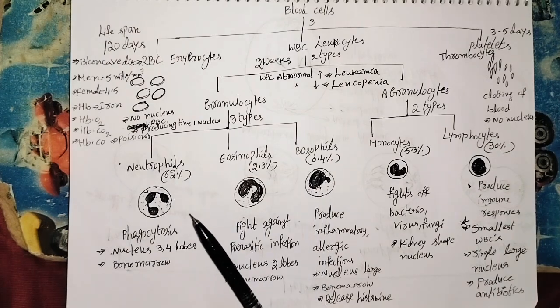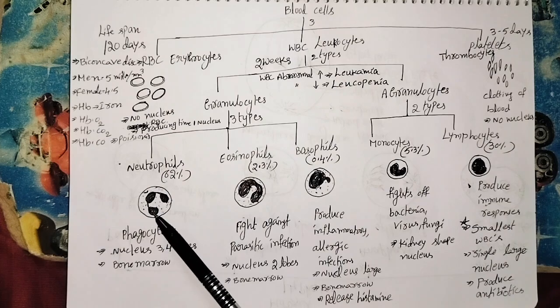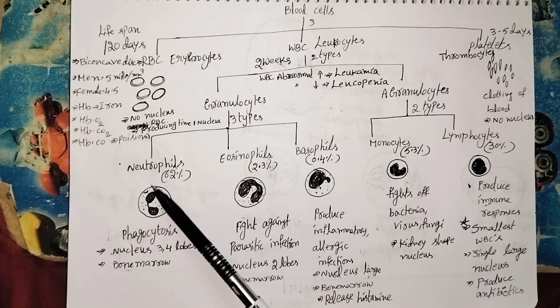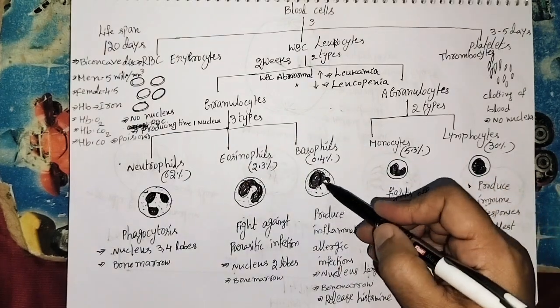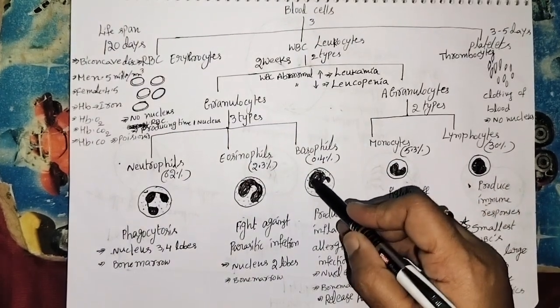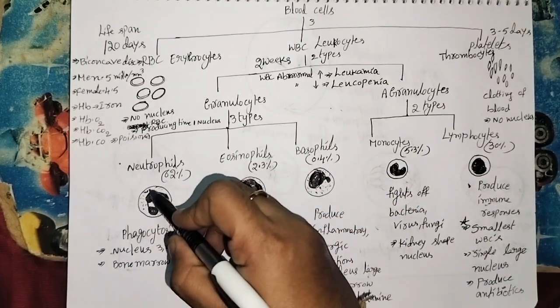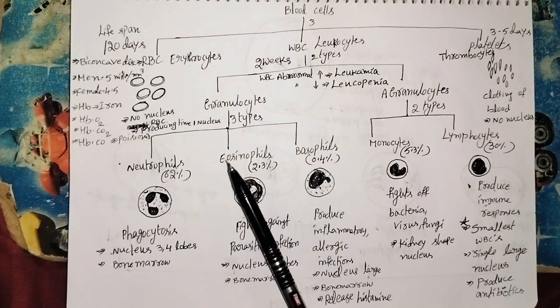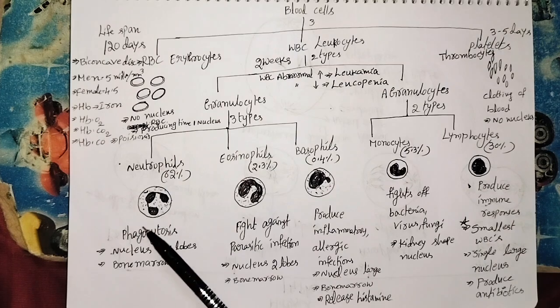First of all, neutrophils. How can we identify the neutrophils? The nucleus has 3 or 4 lobes. This is 3 lobes, 3 or 4 lobes. So we can easily identify it in the diagram also. You must mention the granules. These dots are granules. Granules present, so we call them granulocytes, and we draw the granules. Nucleus 3-4 lobes, and it is produced in the bone marrow.